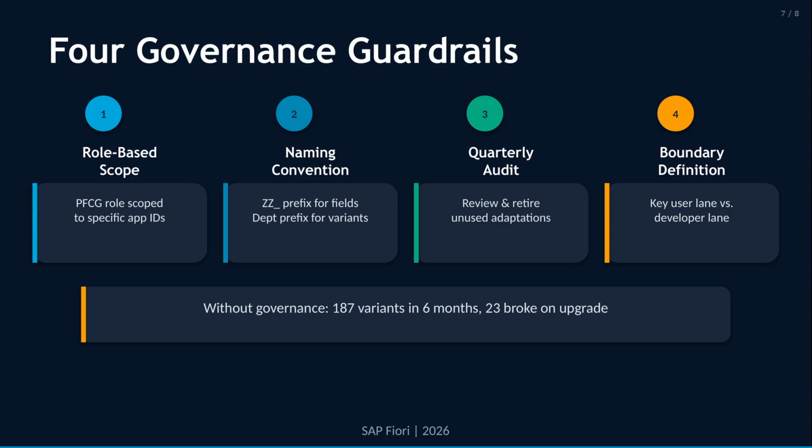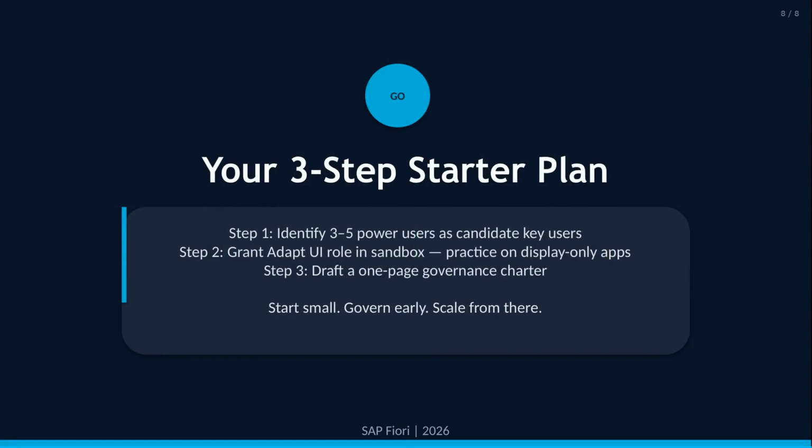Third, establish a review process. Quarterly, the Fiori Center of Excellence should audit all active adaptations using the Manage App Variants app and retire any that are unused or redundant. Fourth, document the line of demarcation between key user changes and developer changes. If a customization requires a new OData service, a custom controller extension, or backend logic, it exits the key user lane and enters the developer backlog. Make that boundary explicit in your operating model.